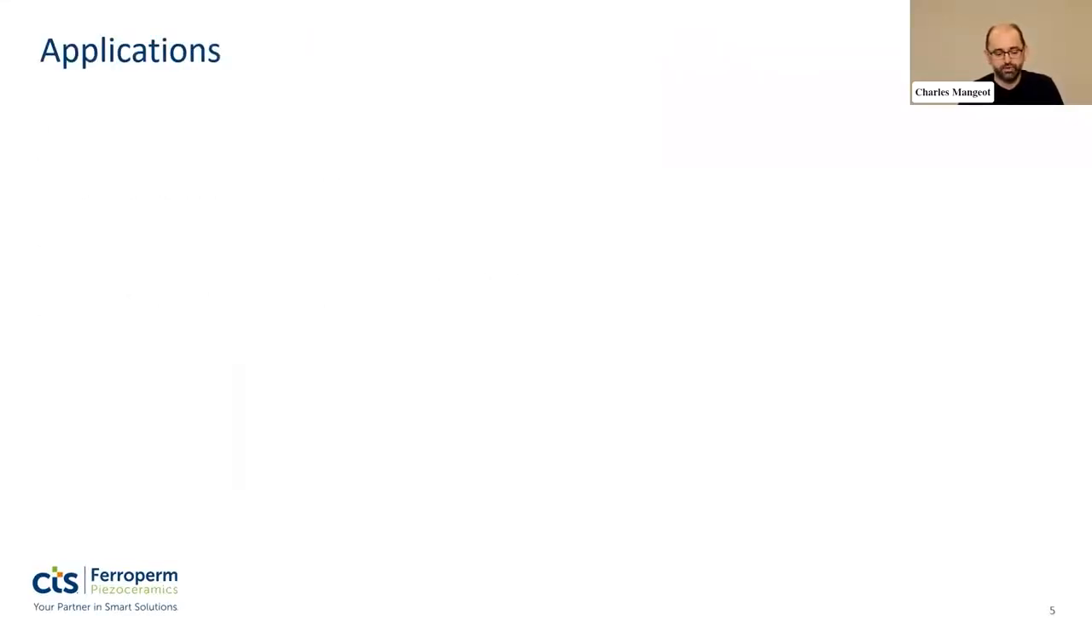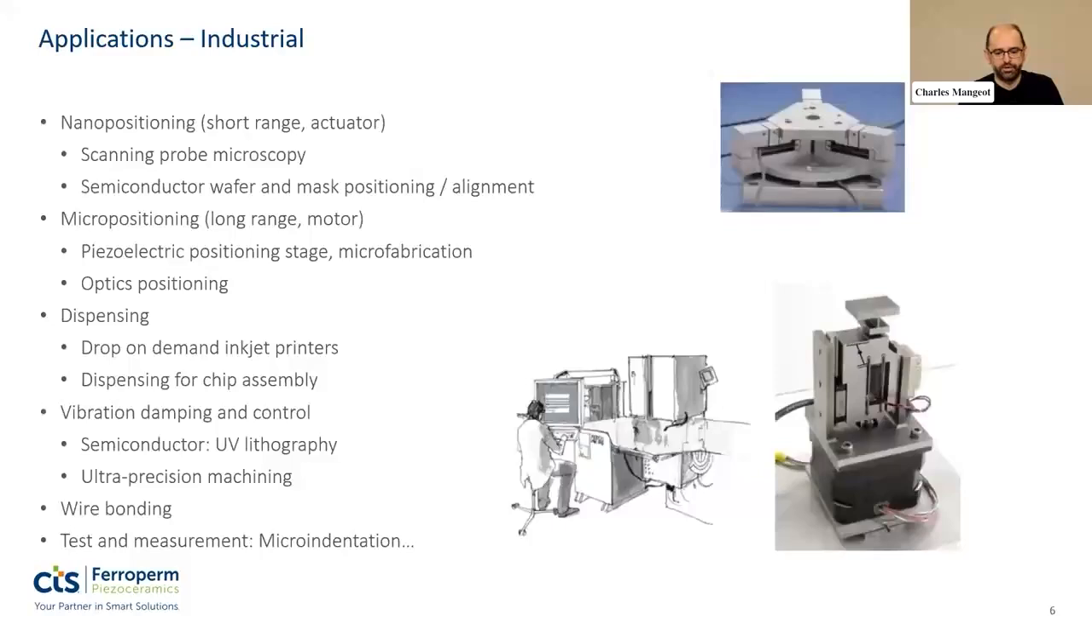All right, so these are some of the main advantages. Now I'm going to describe some applications where these advantages are being exploited. So in the industrial world, to start with, I would say the main application for actuators is nanopositioning. So nanopositioning is when you use the actuator for short range motion. And when I say short, that is somewhere between a few microns to a few hundred microns.